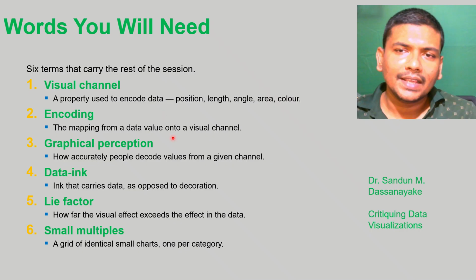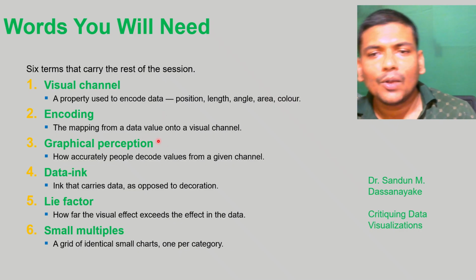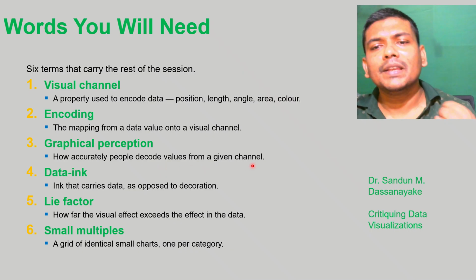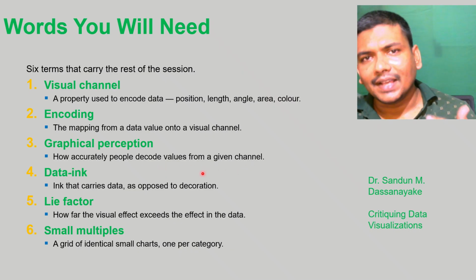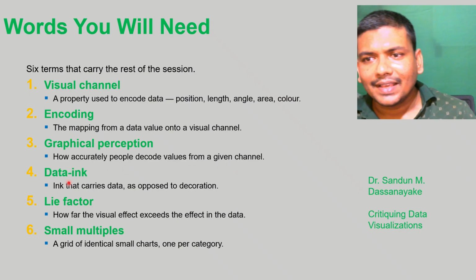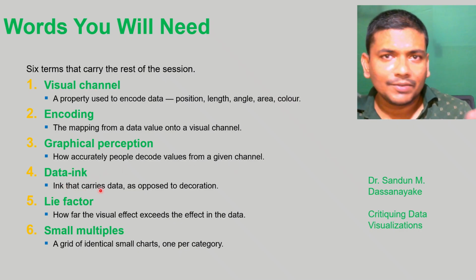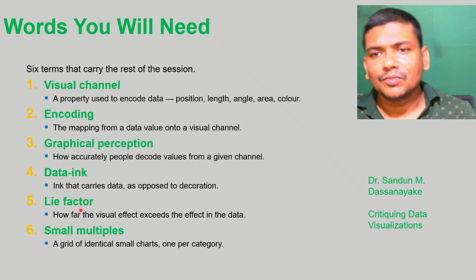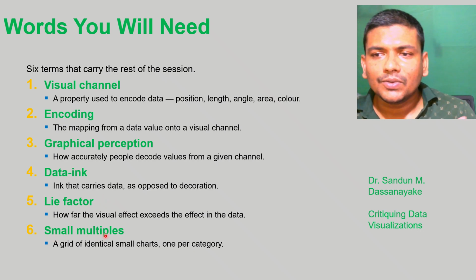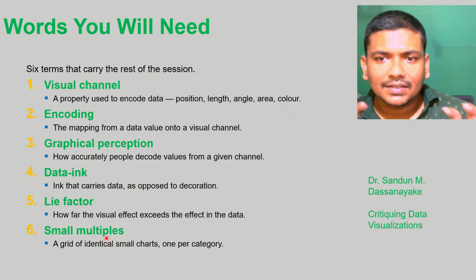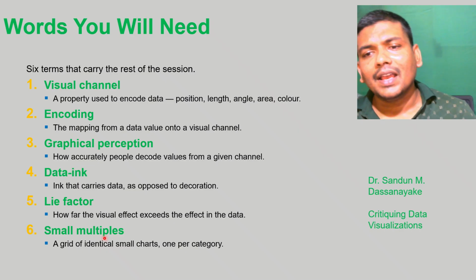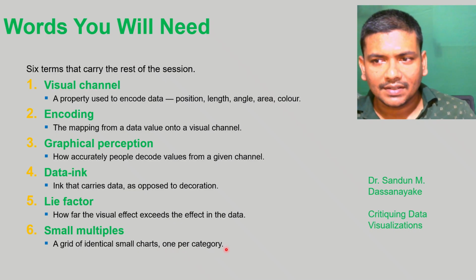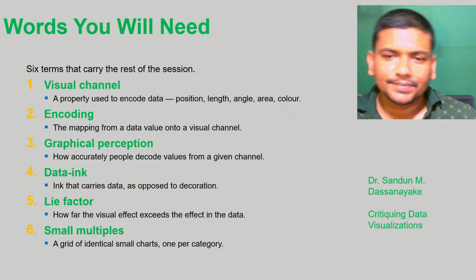Graphical perception is the empirical bit: how accurately human beings actually read each channel, which has been measured in experiments since the 1980s. Data-ink is Tufte's accounting device. We have talked about this earlier. The lie factor is his measuring device. And small multiples, which we will use as a fix several times in this work, is a grid of identical small charts, one per category. That is the whole vocabulary.